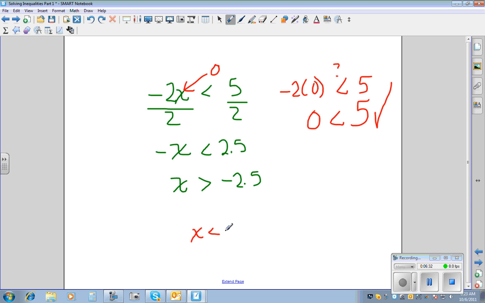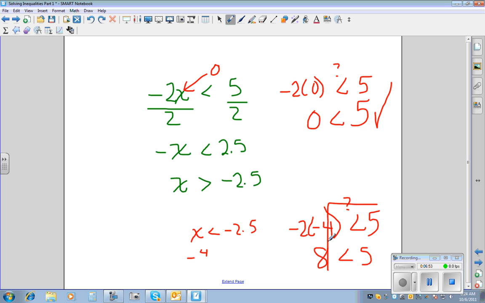So a number less than negative 2.5 might be negative 4. If I put negative 4 in here, negative 2 times negative 4, is that going to be less than 5? Well, no, because two negatives give us a positive when we multiply, and 8 is not less than 5. That is false, so this does not work.